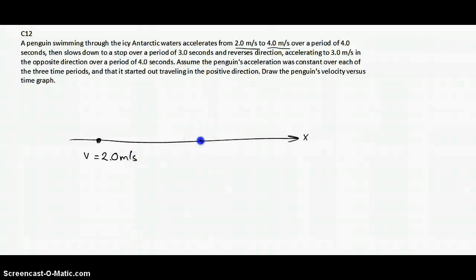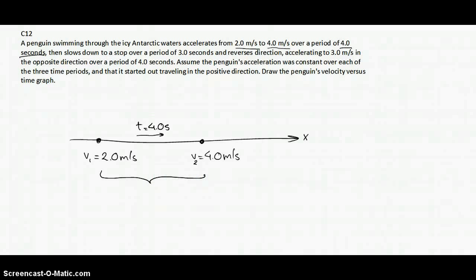Then the penguin reaches another point. Again, I don't know where exactly that point is on the number line, but I know that the velocity at that point is 4 meters per second. I will call them V1 and V2 for now. You can choose any other symbols. I also know that this part of the journey takes, as they say, 4 seconds. So t equals 4 seconds. Okay, so this is the first part of the journey.